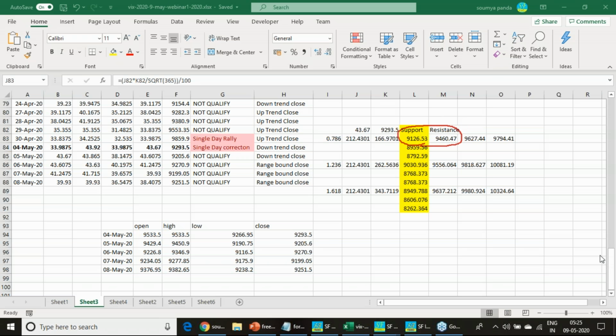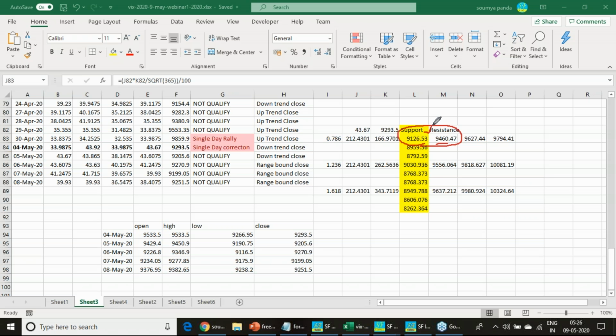And it is not for intraday. You can take it as a positional trade along with the hedging, but these are not bets for intraday trade. So if you sell at 9126, your stop loss must be 9460. If you buy at 9460, your stop loss should be 9126. So you must hedge it.